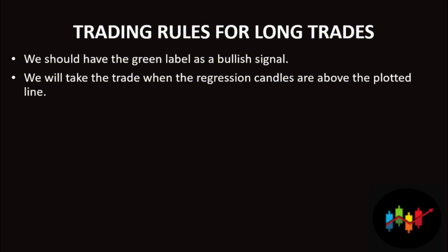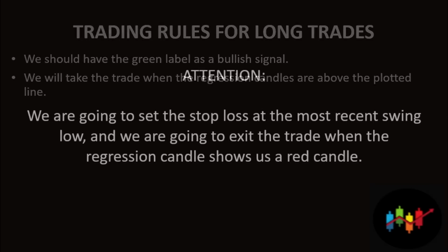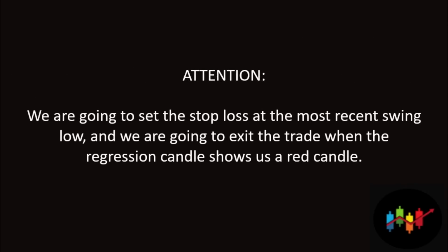Okay, let's explain trading rules for long trades. First, we should have the green label as a bullish signal. Second, we will take the trade when the regression candles are above the plotted line. Now pay attention here. We are going to set the stop loss at the most recent swing low, and we are going to exit the trade when the regression candle shows us a red candle.